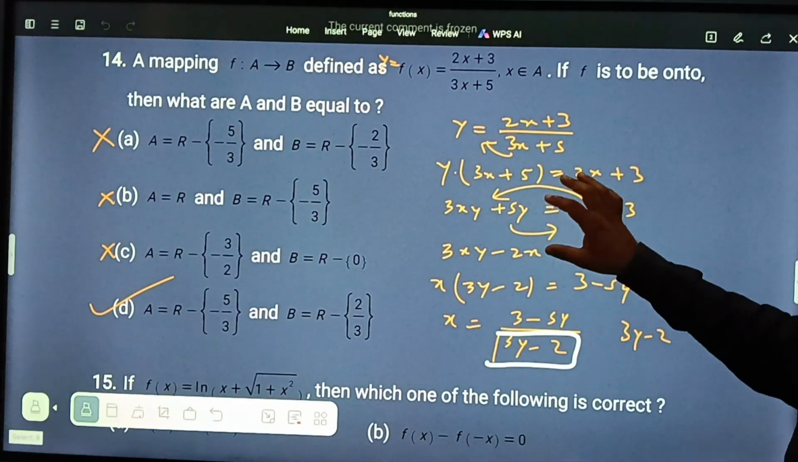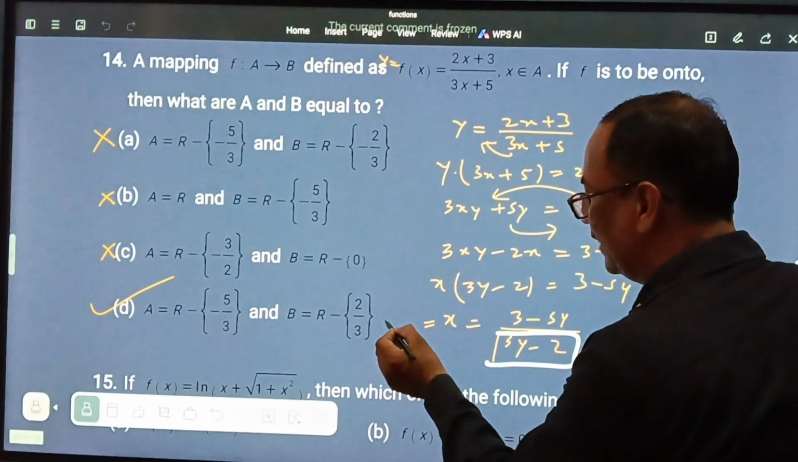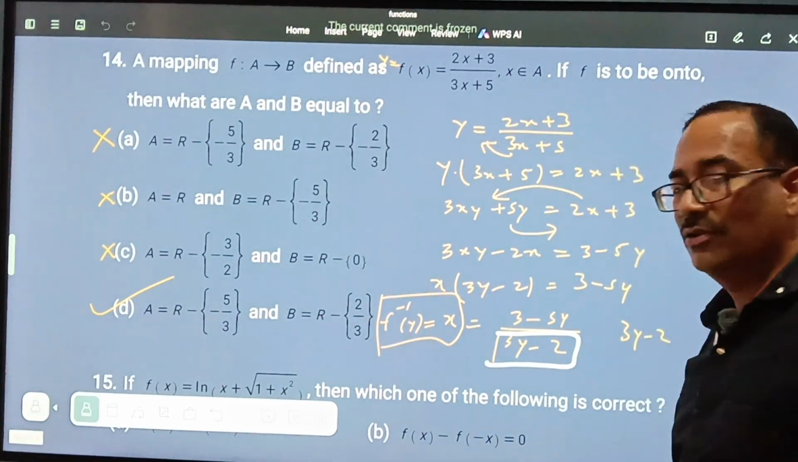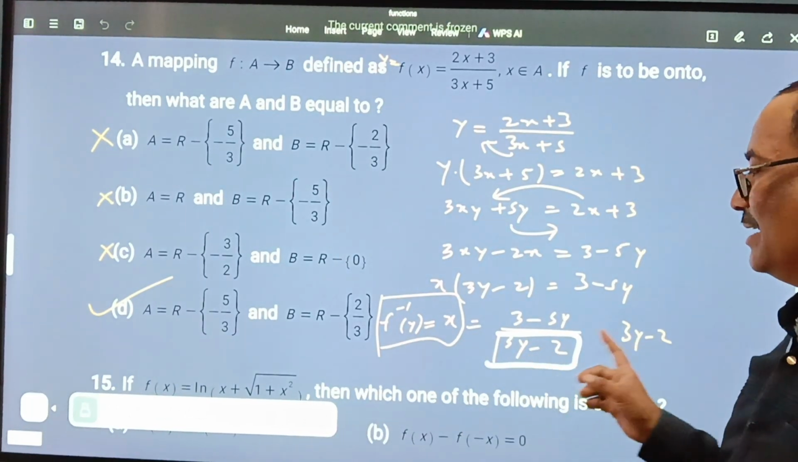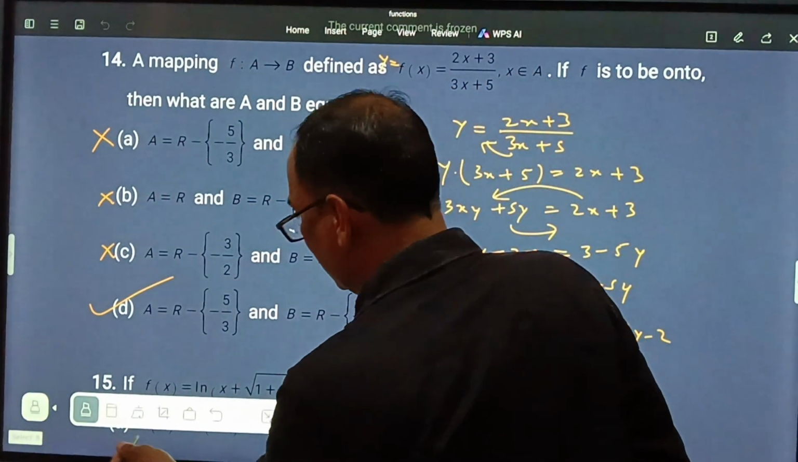The value of x is also represented as f inverse of y. This is f inverse of y. So the value of y is never equal to 2 by 3. Hence the correct option is D.